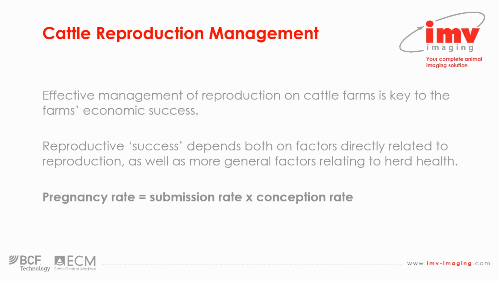Another key concept to consider is that pregnancy rate, which is ultimately what we're interested in maximising, is equal to the submission rate multiplied by the conception rate. So the submission rate is a measure of the number of animals which are ready to be bred on a given farm on a given day that are actually submitted for breeding on that day. And the conception rate is the percentage of those animals which are submitted that then conceive and become pregnant. And we obviously need to strive to maximise both.